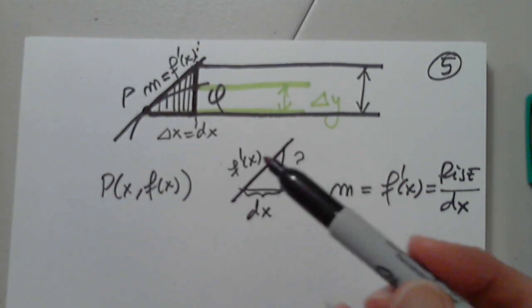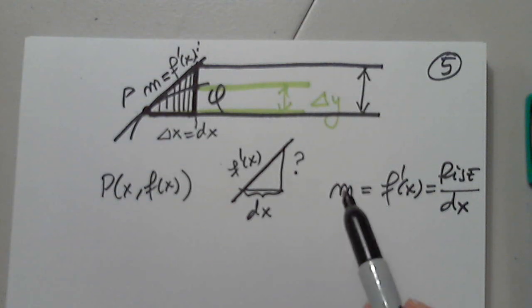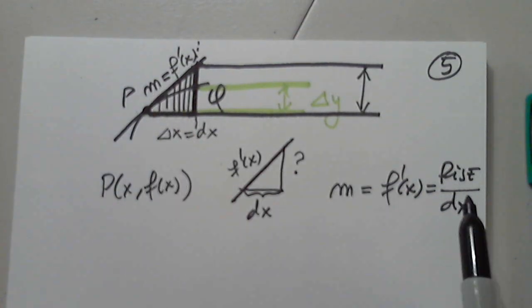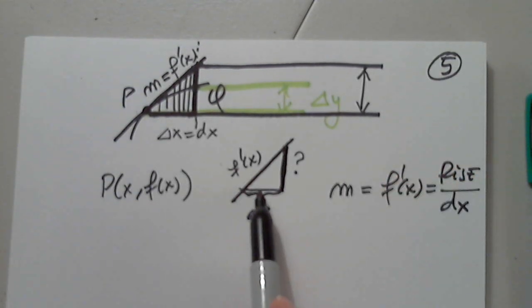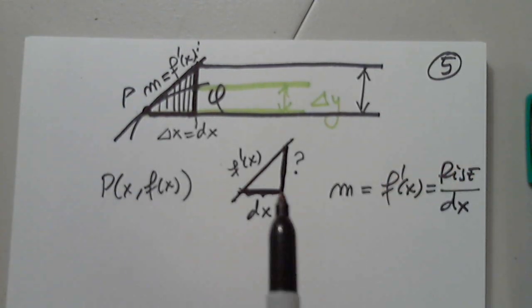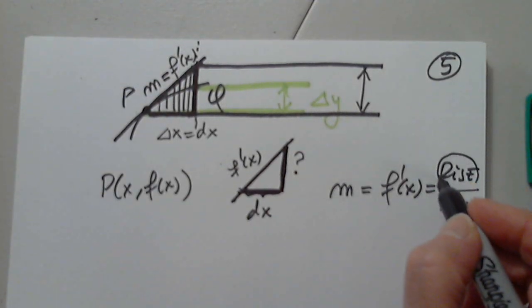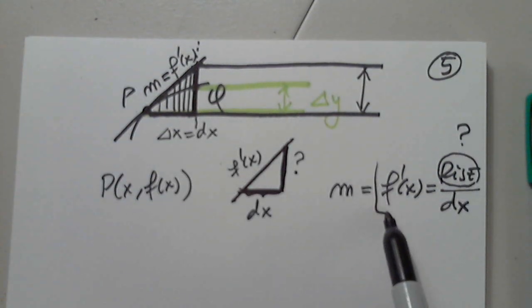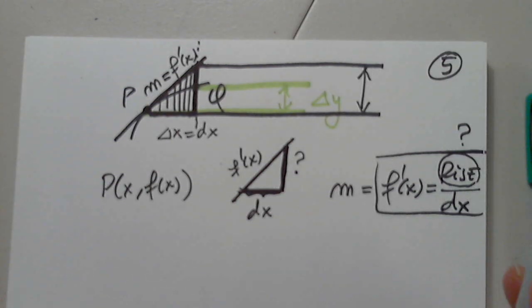of this tangent line is rise over run. So the slope is f prime of x. We already established that. But it's also rise over run. So I put the run dx. The question I have is, what can this be? And look at this relationship, because we used it many times before.